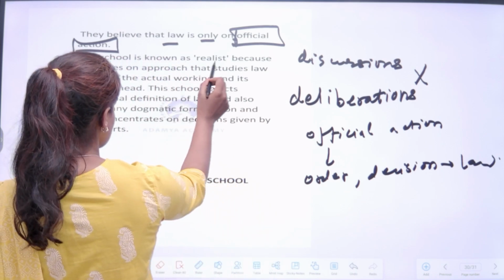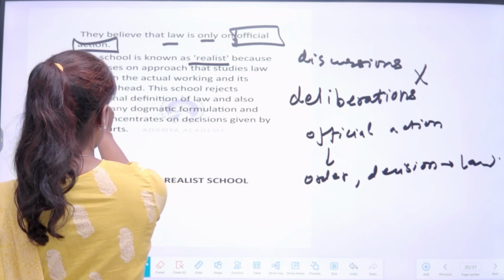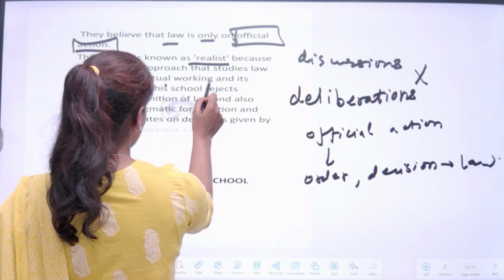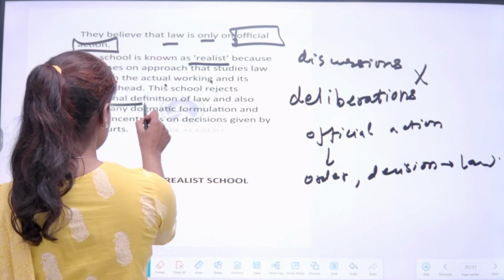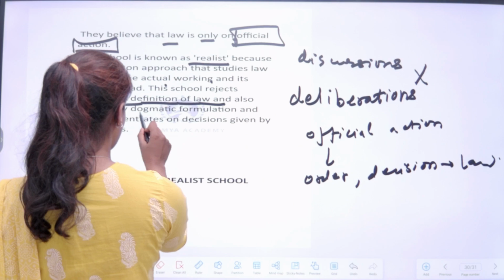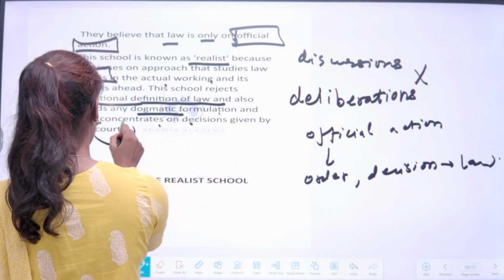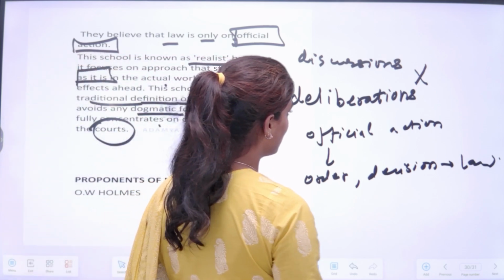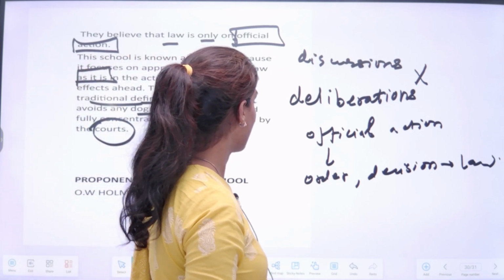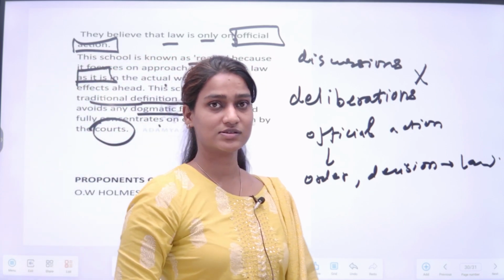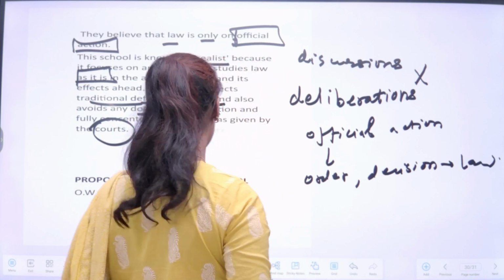So this school is known as realistic because it focuses on an approach that studies law as it is in its actual working and its effects ahead. This school rejects the traditional definition of law and also avoids any dogmatic formulation and fully concentrates on decisions given by the courts. So this is what I have told you, that the realistic school lays emphasis on judicial decisions and not on the morals or ethics which govern the society.